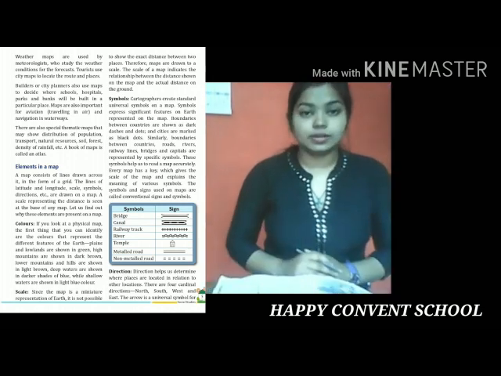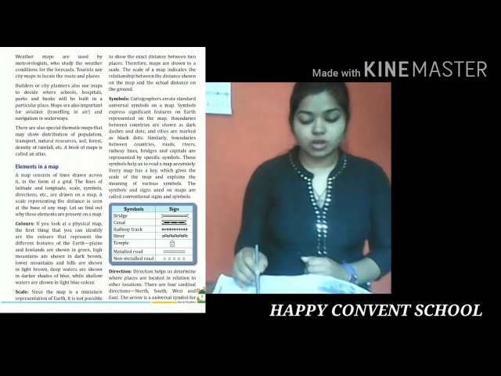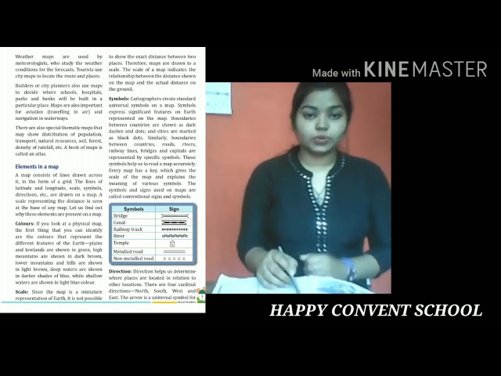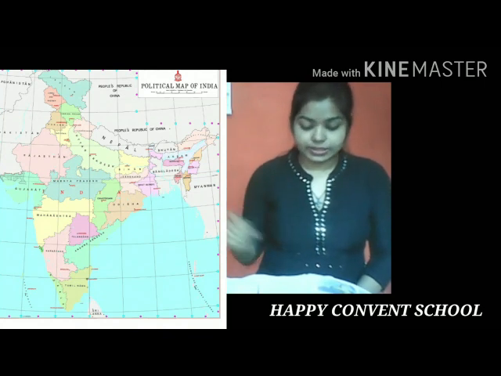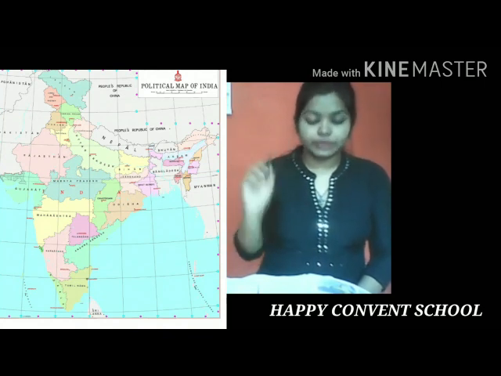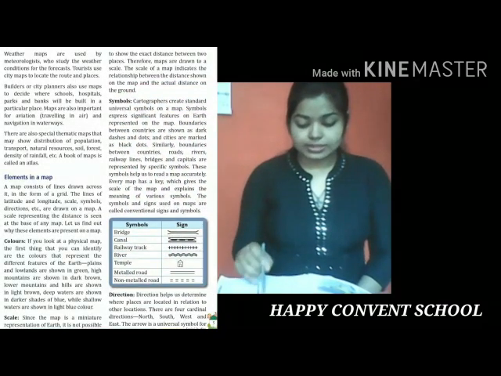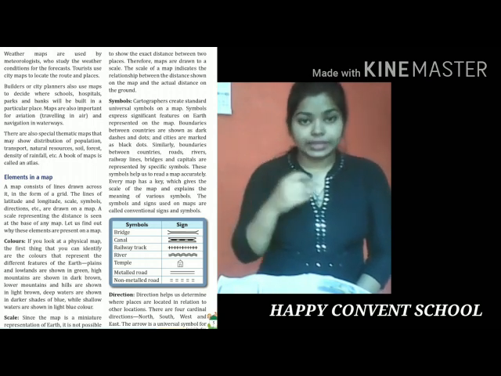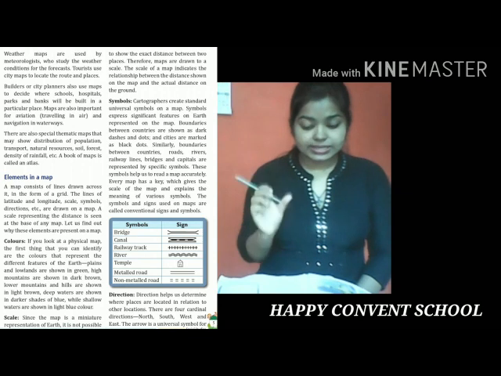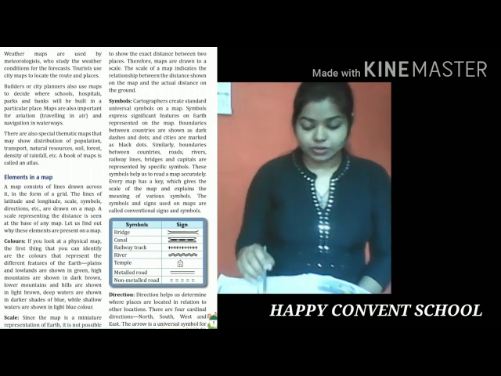Okay, the next topic is elements in a map. A map consists of lines drawn across it. So if you look at a map, you can see some lines there, horizontal or vertical lines. They form a grid. The lines of latitudes and longitudes, scale, symbols, direction, etc. are drawn on a map. So on a map, you can see the lines of latitude, longitude, scales, symbols, and directions written on it.